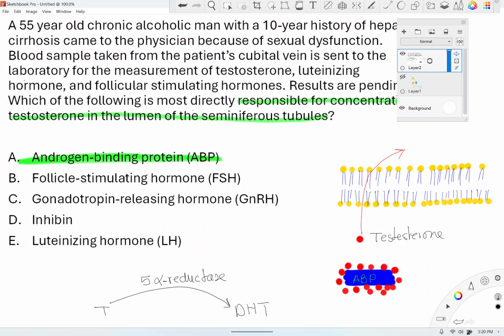It's not found in Leydig cells. Okay. All right. Hopefully this was helpful. Let's move on to the next question.